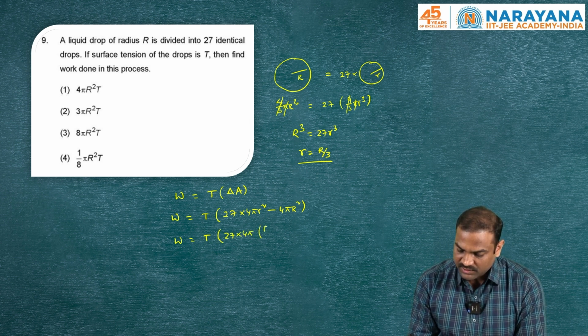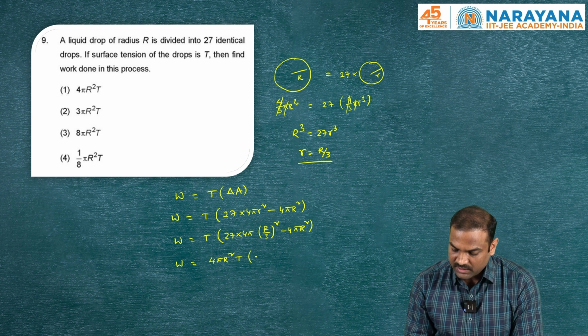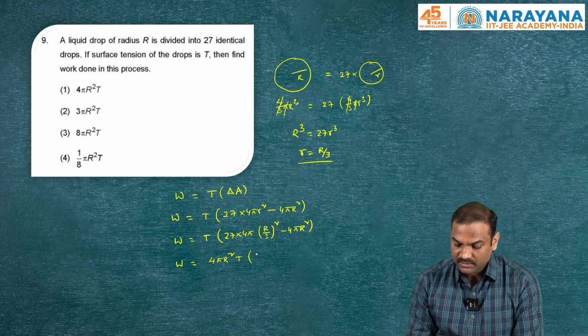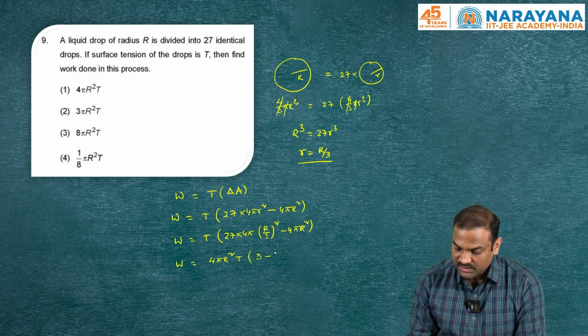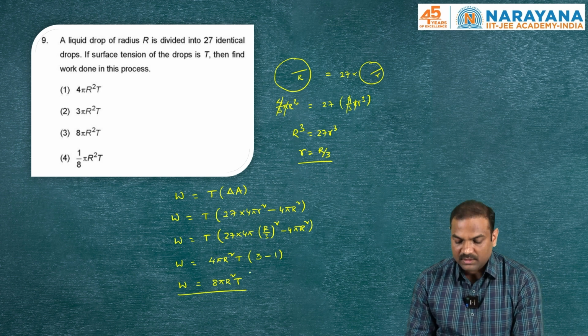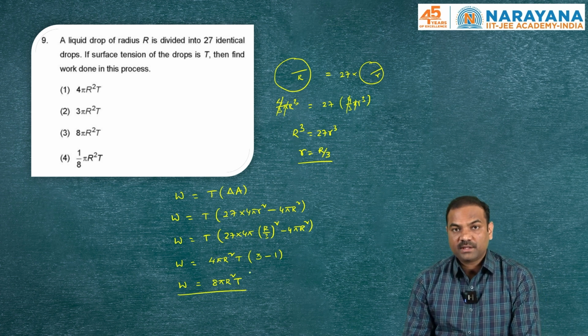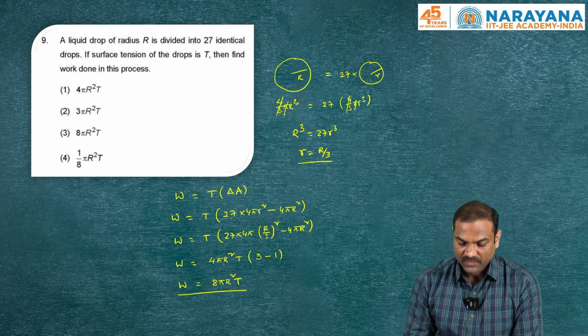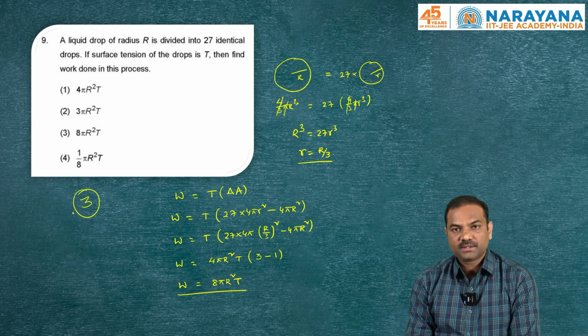Okay, in the place of small r, you can write R by 3 whole square minus 4 pi R square. So it's better to take this 4 pi R square outside of the bracket. Then it is 27 by 9, okay, so you'll get 3 minus 1, which is going to be 2. Then it is 8 pi R square T will be the work done required to break the one drop into many drops. So then the correct option is going to be the third one.